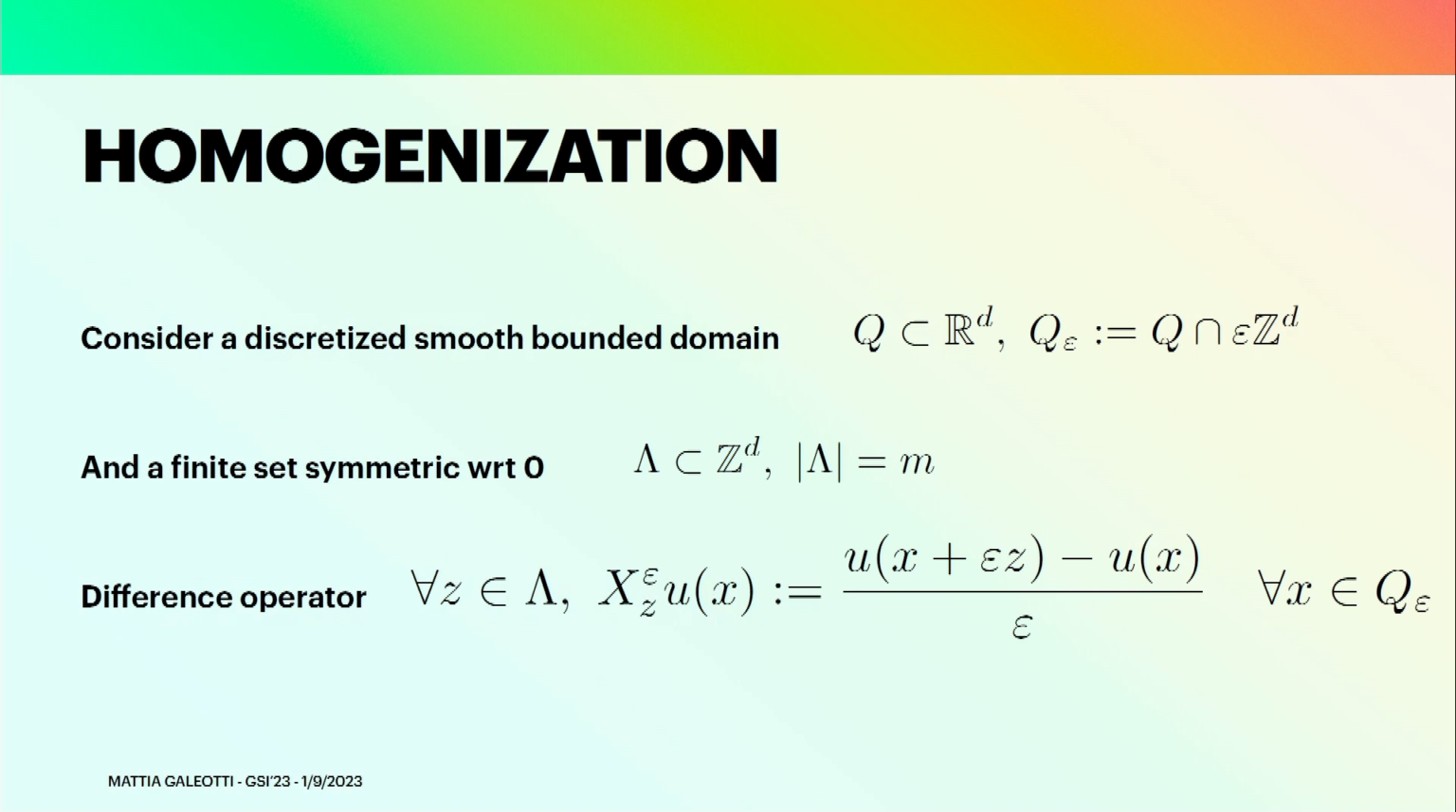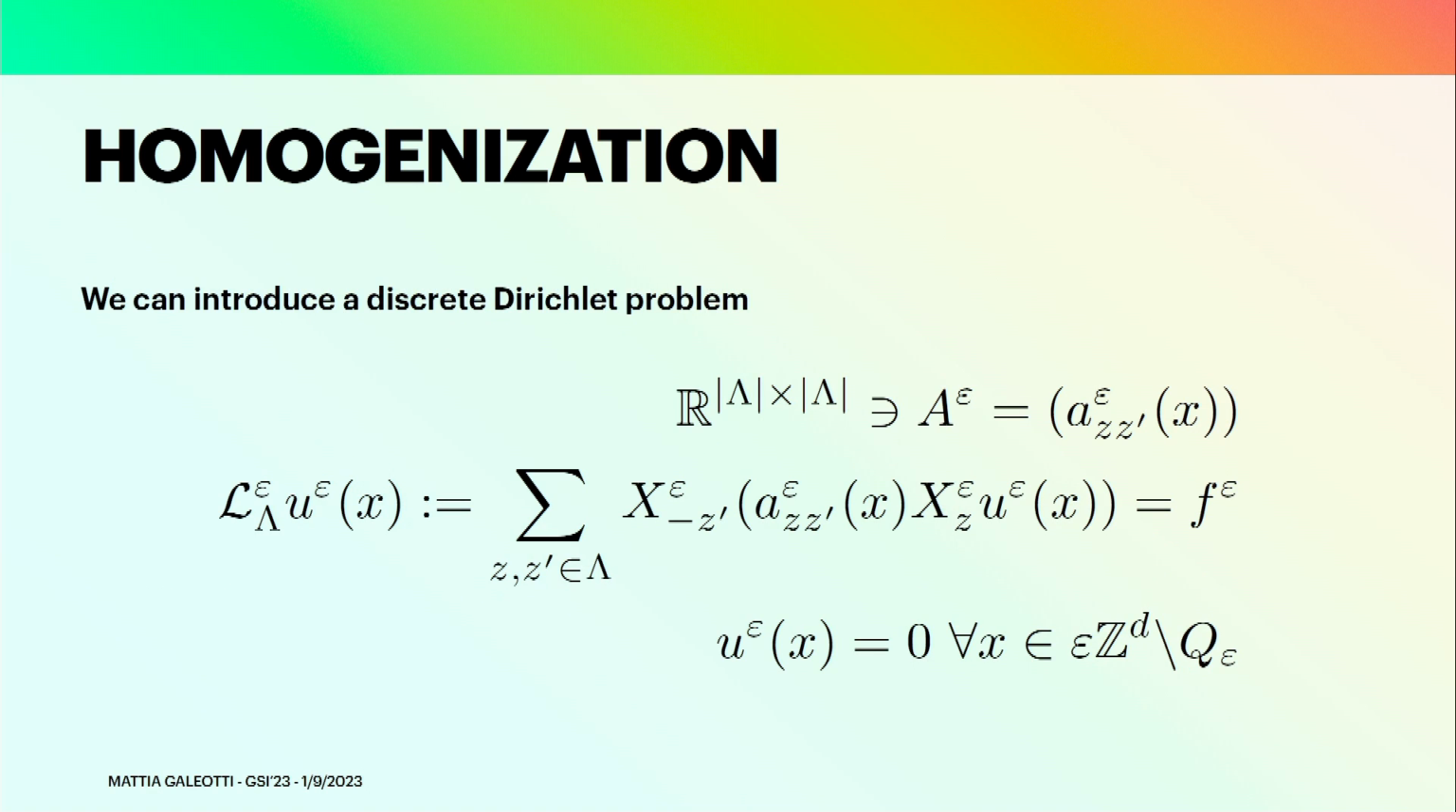Lambda is a finite set in this integer lattice and is symmetric with respect to 0. We denote by x epsilon z the difference operator. Epsilon is clearly a positive integer, and Q is a bounded domain. Q epsilon is the discretization of the same bounded domain. So we can introduce a discrete differential problem in this setting. I think it's pretty intuitive what I'm doing.